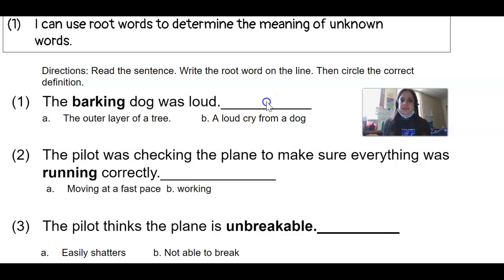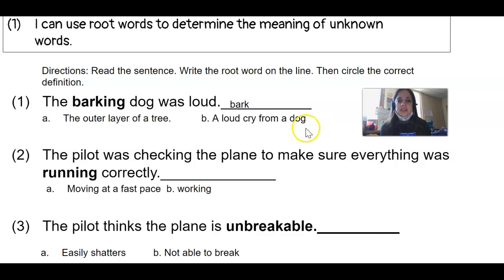Let's check your thinking. Bark. Bark can stand on its own. Okay, let's look outside of that word. So it says the barking dog, so dog, the dog is barking, was loud. So now if I plug in the yelling dog was loud, the crying dog was loud, those sound right and make sense. Let's see if there's anything that matches. A, bark, the outer layer of a tree, or B, a loud cry from a dog. Which one do you think makes sense?